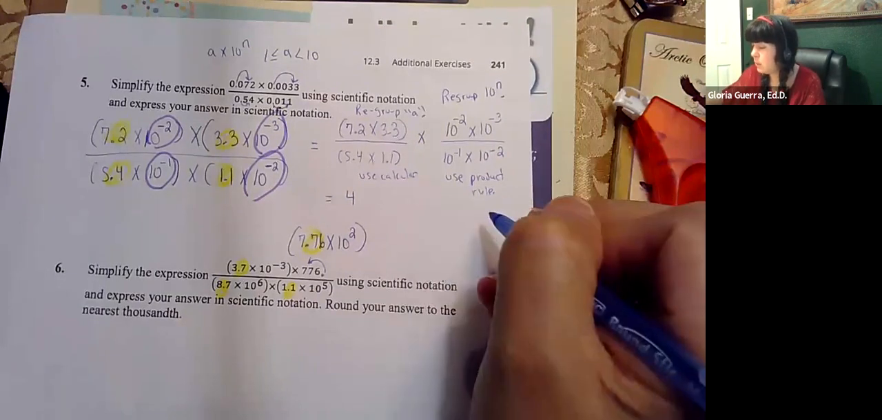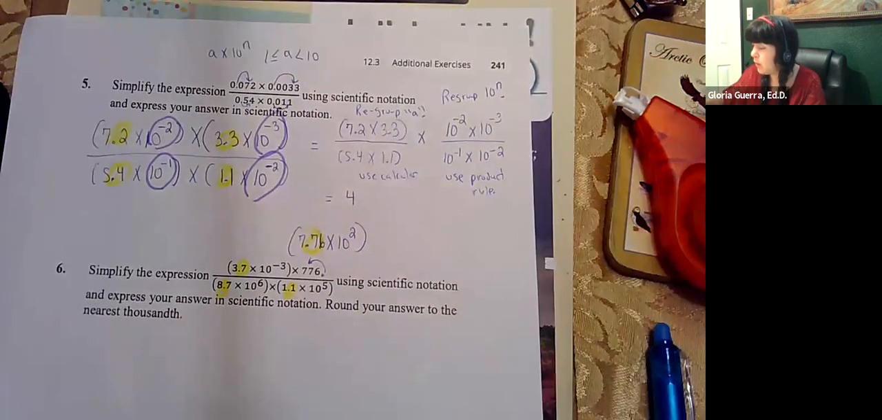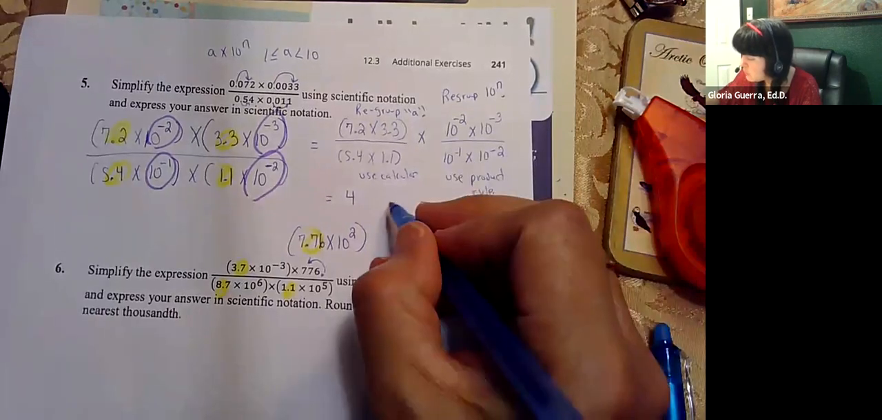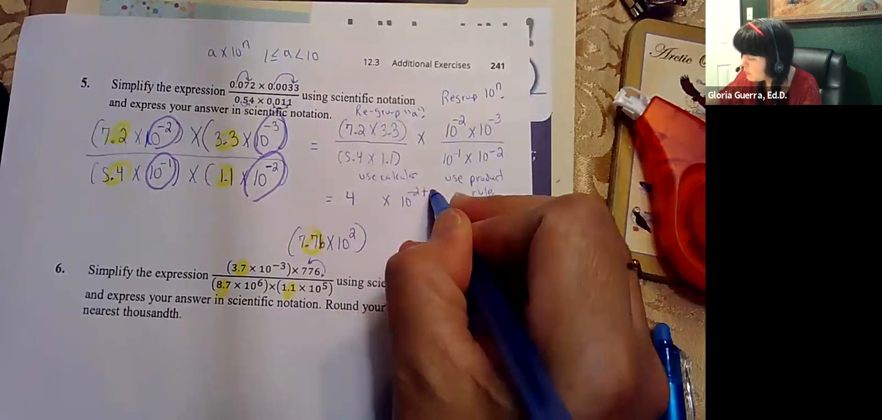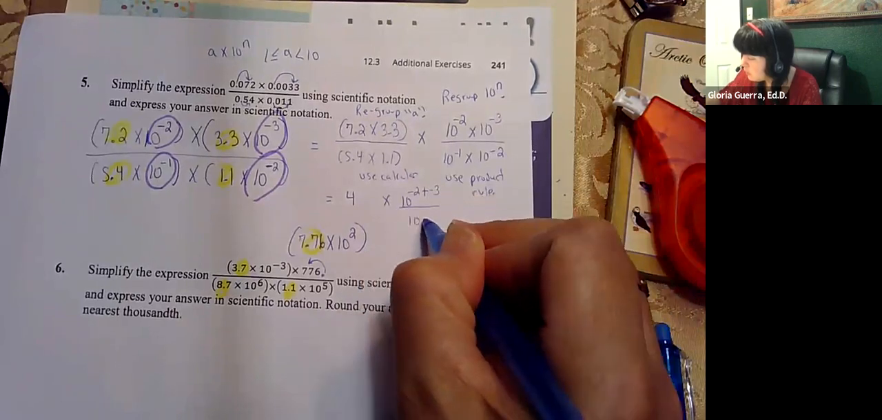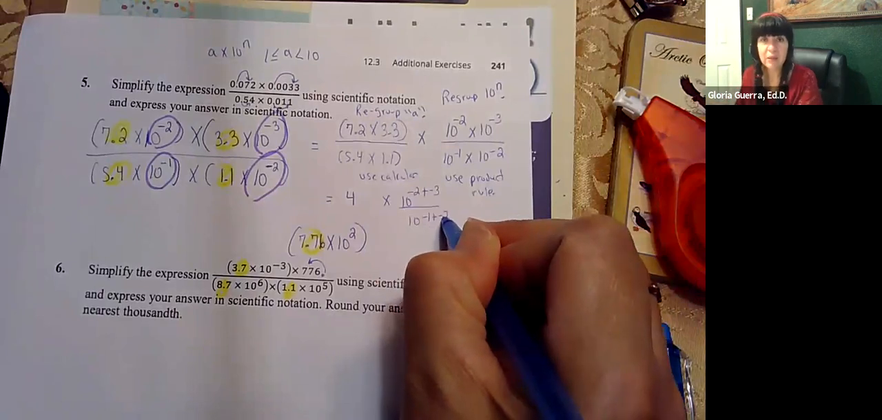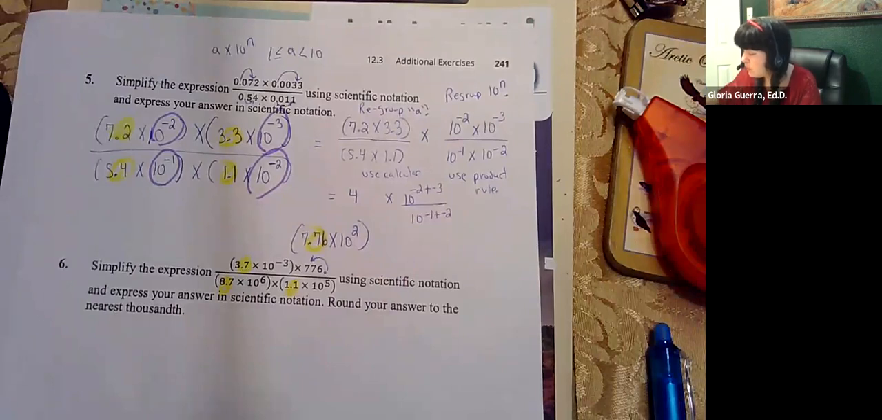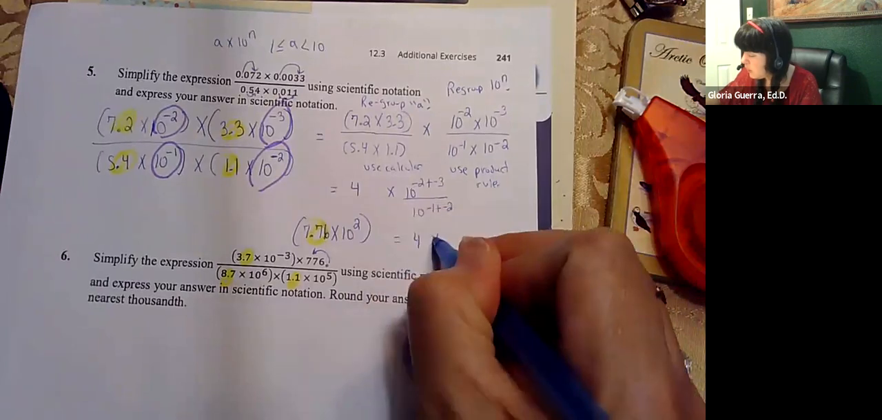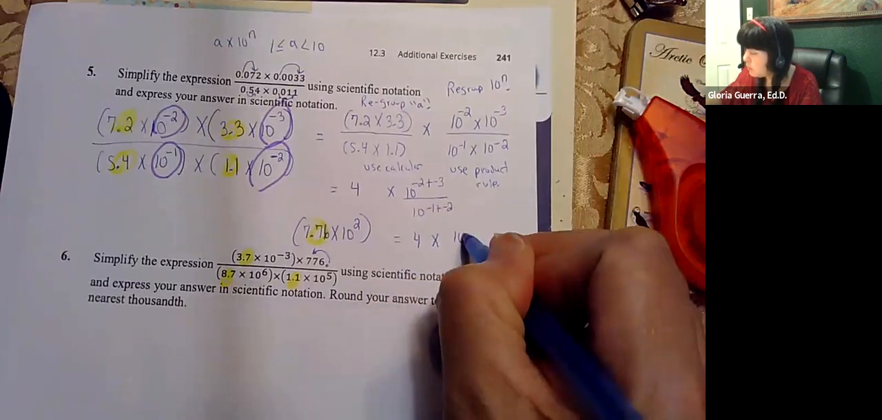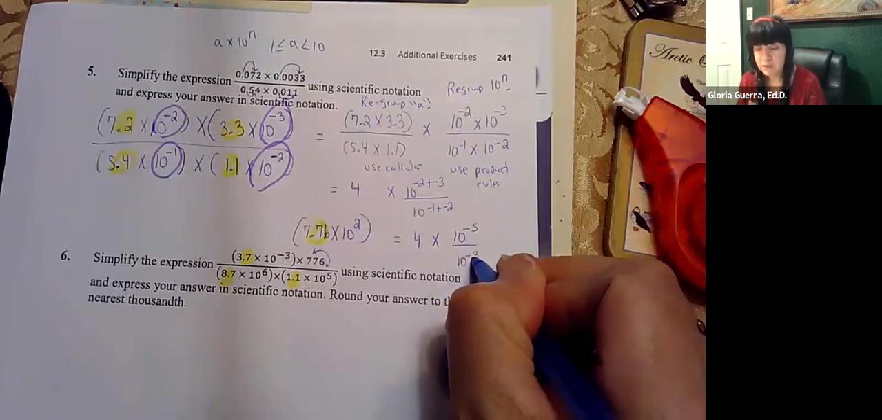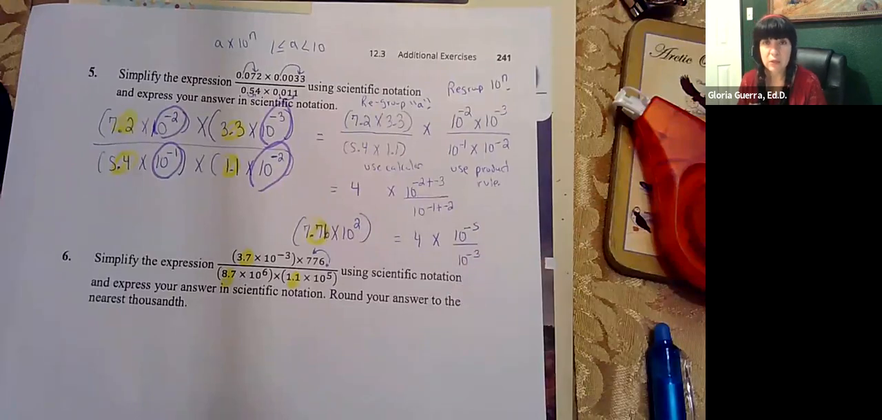Product rule tells you to add. When multiplying like bases, you add the exponents. So this is -2 plus -3. On the bottom, 10, -1 plus -2. So I'm adding the exponents. -2 plus -3 is a -5. So now this becomes 4 times 10 to the -5. And the bottom, -1 plus -2 is 10 to the -3. So you have 10 to the -5 over 10 to the -3.